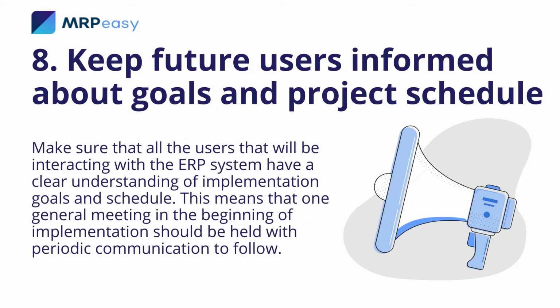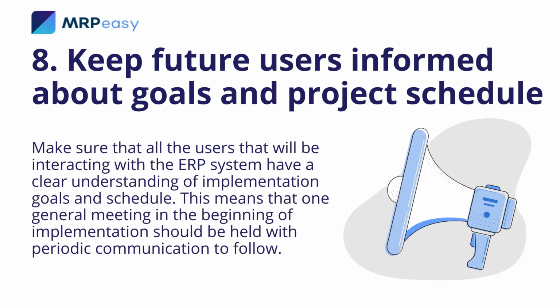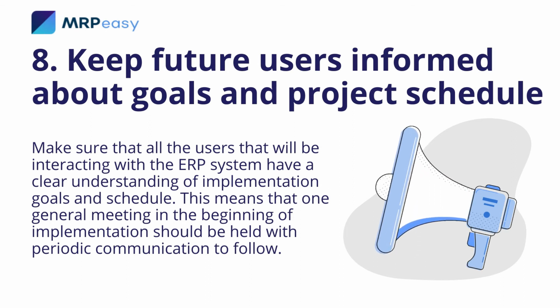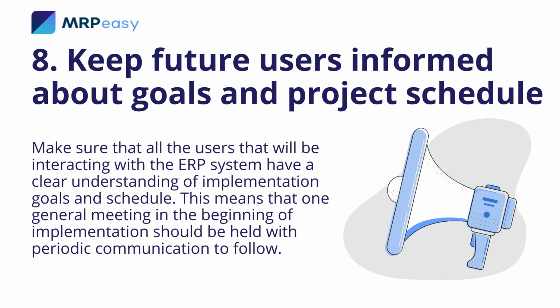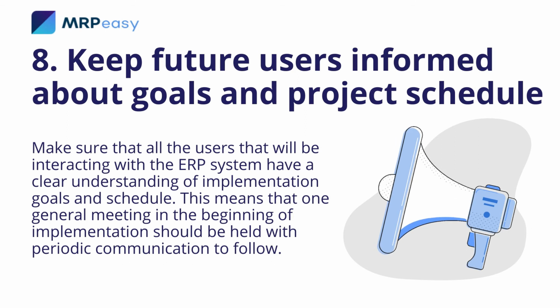8. Keep future users informed about goals and project schedule. Make sure that all the users that will be interacting with the ERP system have a clear understanding of implementation goals and schedule. That means that one general meeting in the beginning of implementation should be held with periodic communication to follow.